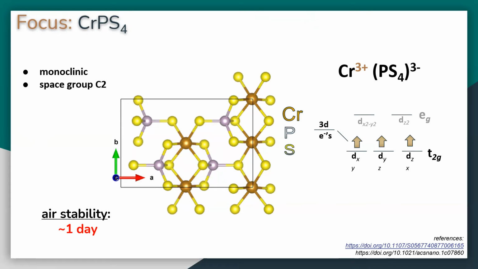So this material has been studied quite a bit over the years, but it has recently developed a lot of attention due to its use as a 2D magnetic semiconductor. The monolayer just got an air stability time published just a few months ago.